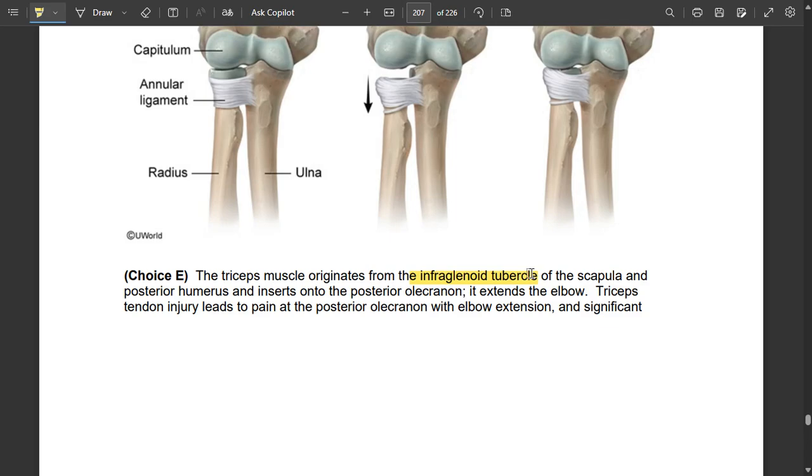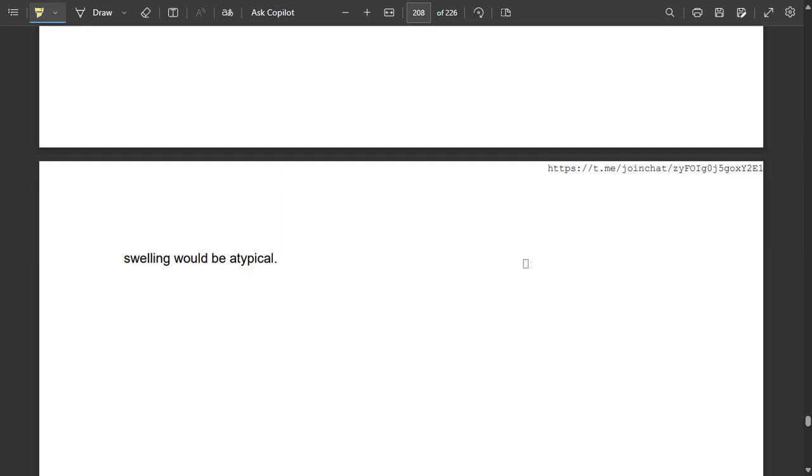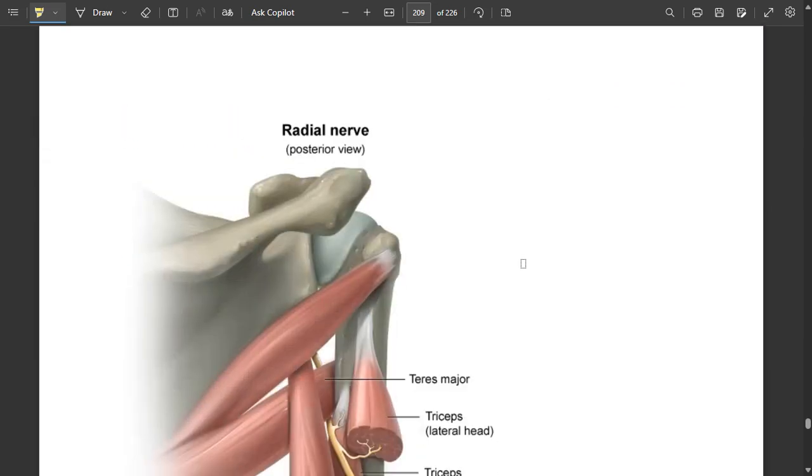The long head of the triceps originates from the infraglenoid tubercle of the scapula, and the posterior humerus as well, and inserts onto the posterior olecranon, which helps in actions on the elbow. Okay, triceps tendon injury leads to pain at the posterior olecranon with elbow extension, and significant swelling will be atypical.